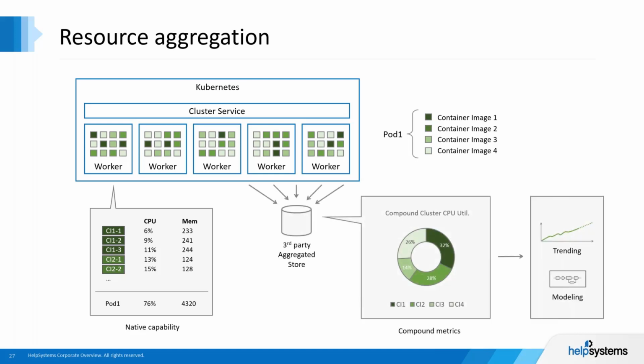But in order to do a compound aggregation of everything that runs of one type of container image, etc., for modeling and trending purposes, you need to aggregate this data. So aggregating this data up to something like a Prometheus database will allow you to do this. Otherwise, the native capabilities of just running Kubernetes will not provide you with this capability.